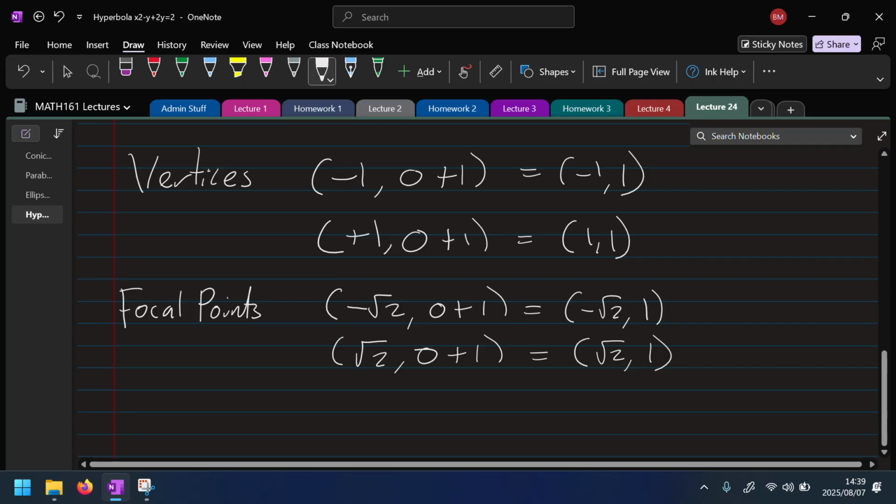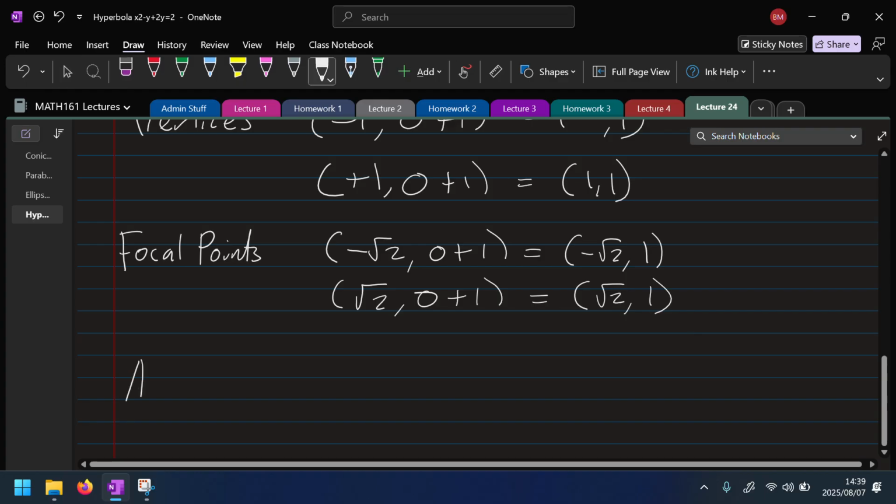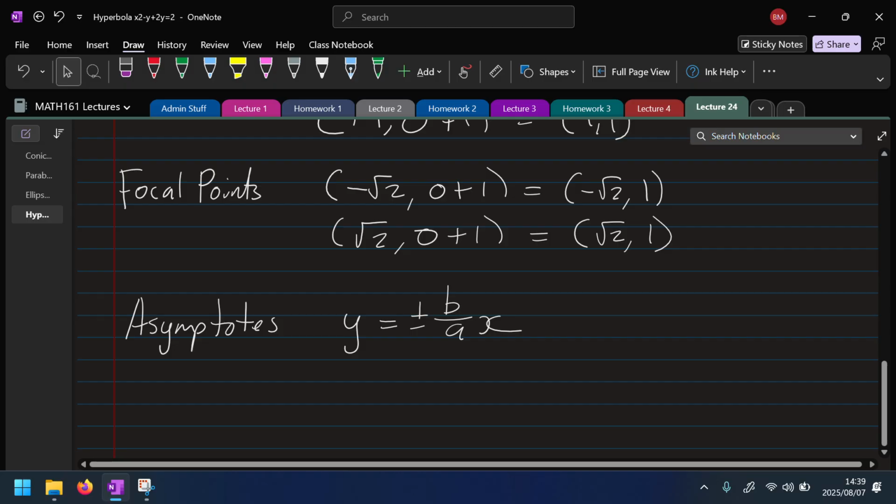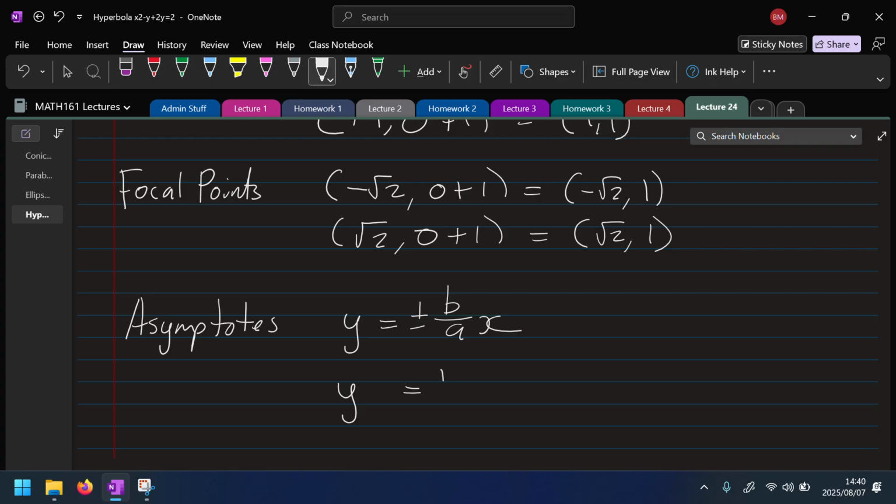But now for hyperbola, we've got one more thing to do. That's the asymptotes. So that's going to be y equals plus or minus b over a x, standard. So y is equal to b and a, they're both 1, so it'll just be plus minus x. But again, it shifted, so it needs to go up by 1.